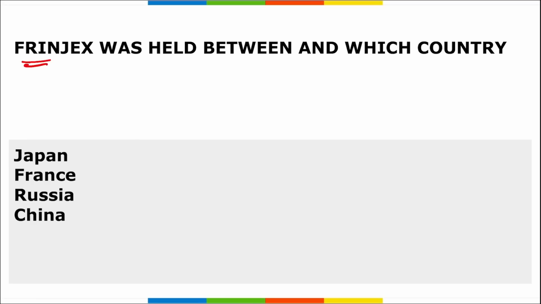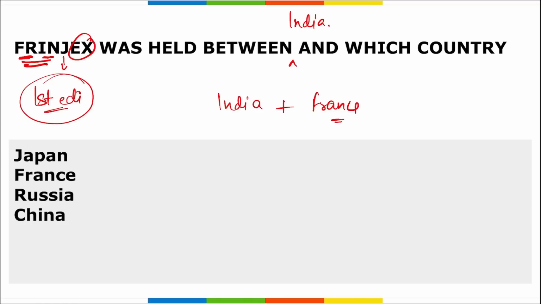Fringex. As the name suggests, this is an exercise that was held between which countries? It was held between India and which country? India was a participant here. Apart from this, as the name suggests, FRINEX, that means France and India. Here EX stands for exercise. So India and France's joint military exercise, named Fringex, was recently held, and this was the first edition of this exercise, a joint military exercise between the Indian Army and the French Army. So between the armies of these two countries, we conducted an exercise, that is Fringex.